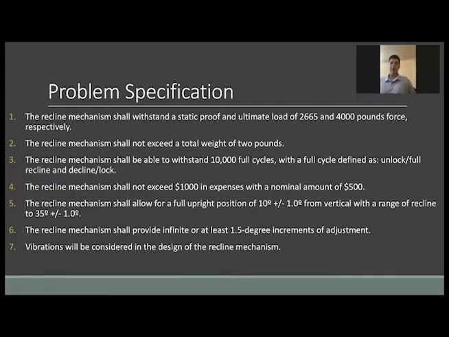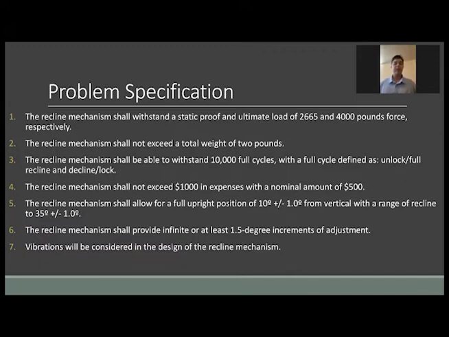From the problem scope, we came up with a set of problem specifications with our sponsor and with the rest of our team. The first one is that the recline mechanism shall withstand a static, proof, and ultimate load of 2,665 pounds force and 4,000 pounds force, respectively. The second one was that the recline mechanism shall not exceed a total weight of 2 pounds. The third one was that the recline mechanism shall be able to withstand 10,000 full cycles, with a full cycle defined as unlock, full recline, and then decline and lock.